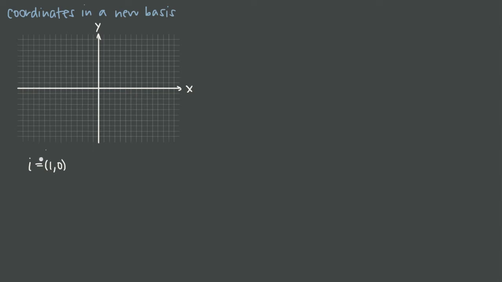We know that the y-axis is marked off in increments of j, which is the standard basis vector (0, 1). So we've marked off here every 1 unit, 1, 2, 3, 4. These are all units of j.